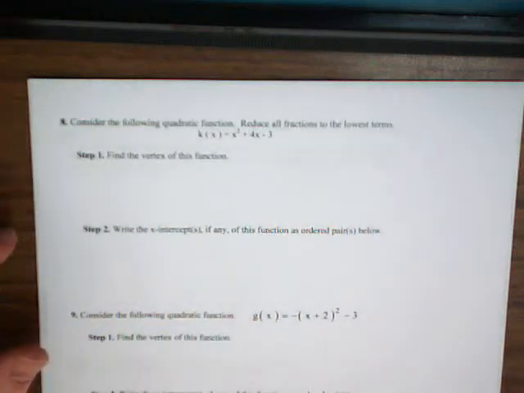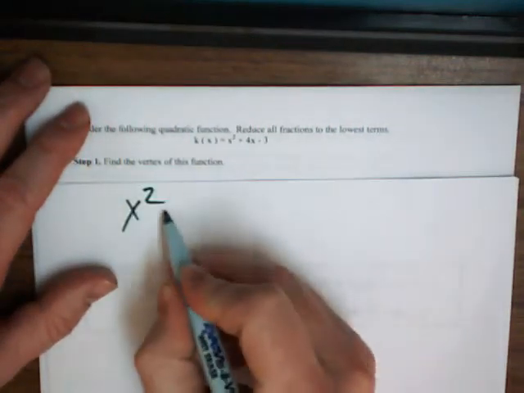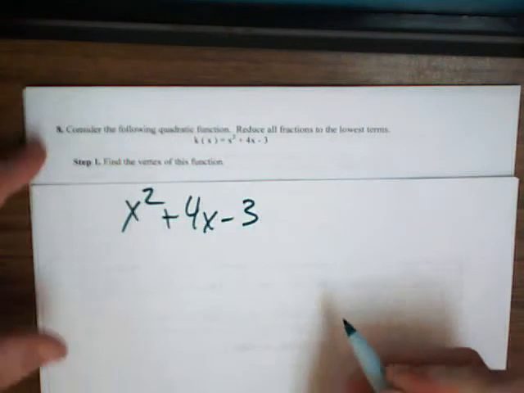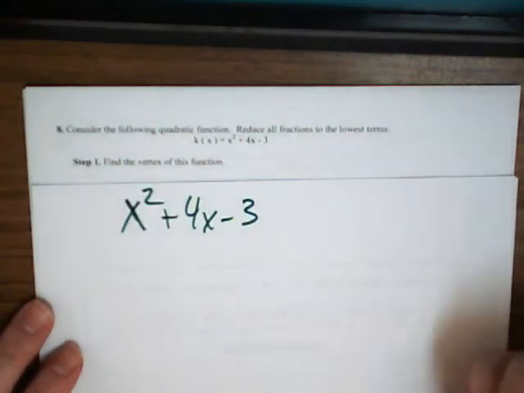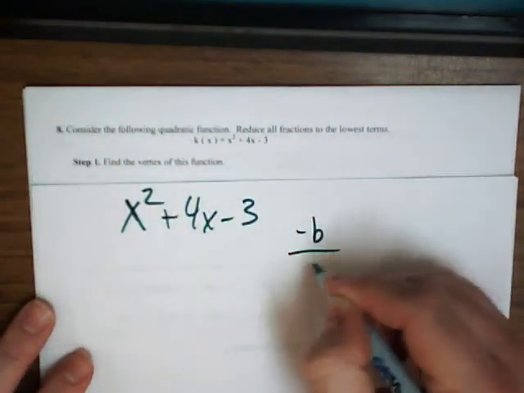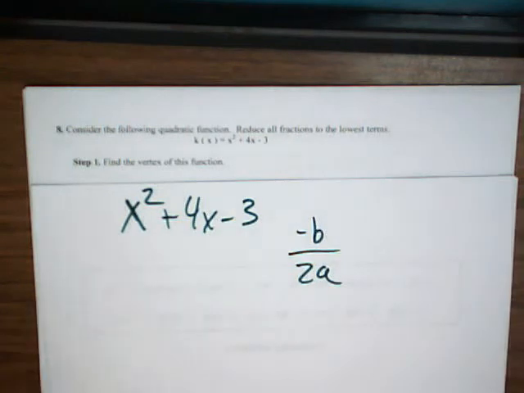All right, so number eight is: consider the following quadratic function. Reduce all fractions to lowest terms, find the vertex. So you've got x squared plus 4x minus 3. You've got to find the vertex, which is negative b over 2a. And then you plug that back in.